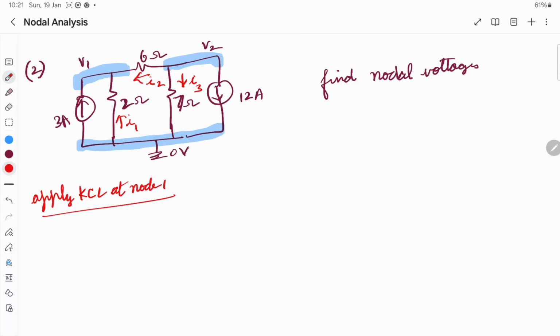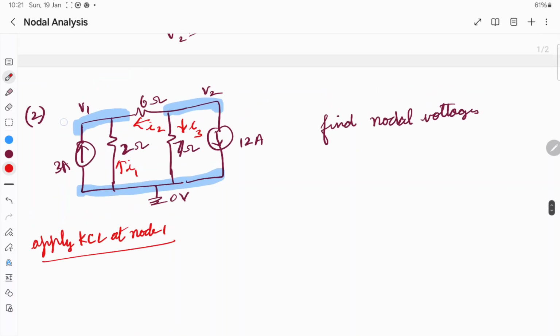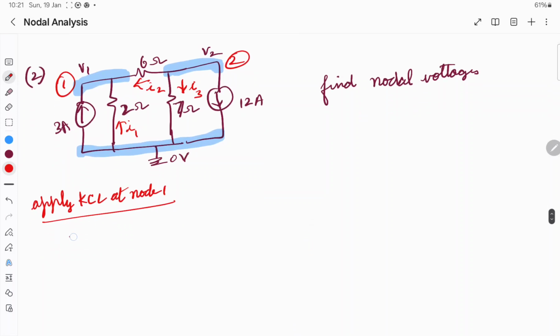at node 1, right? So what is the current entering node 1? So this entire thing is node 1, right? This is node 1, this is node 2. At node 1, 3 ampere is entering, I1 is entering, I2 is entering. What is the current leaving? Nothing, no current is leaving, so it is 0.